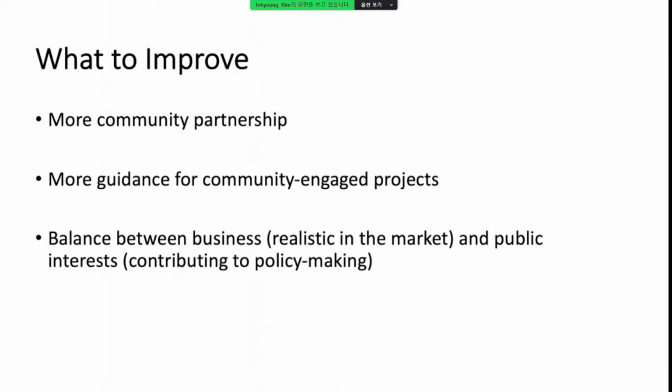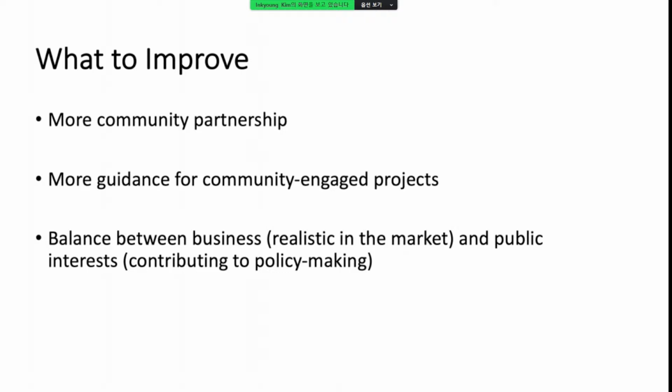However, it's a competition, right? And then it's a business model. So as a result, they had to emphasize how to be competitive in the market, rather than how to build up more community partnership, which the Living Lab project was aiming at. So gradually we lost that community partnership building, significantly because of the focus of the competition.